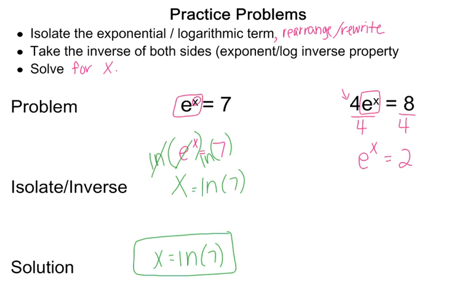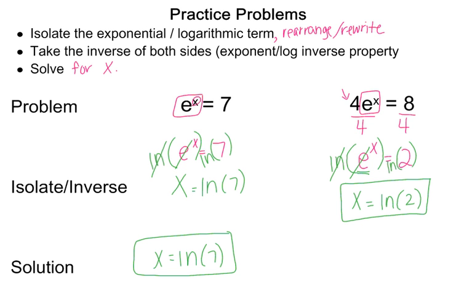Now I'm isolated, I'm in an appropriate form, I have to cancel out so I can solve for x. What's the inverse of an exponential thing? It's going to be a log thing. In this case with base e, I'm going to take the natural log of both sides to cancel that out. Whatever I do to one side, I also have to do to the other. So we end up with x equals natural log of 2 for our solution.